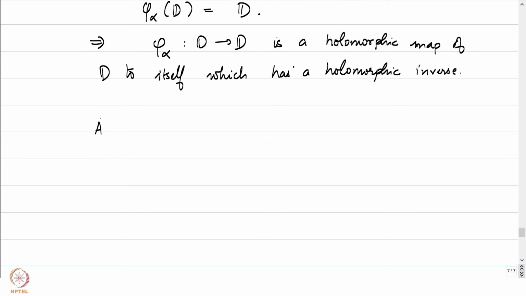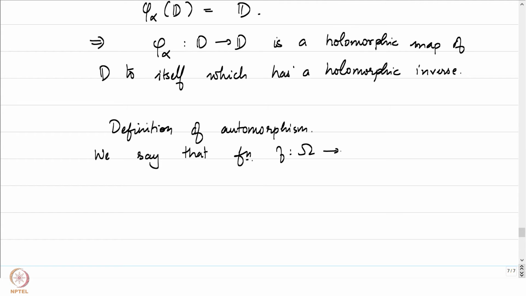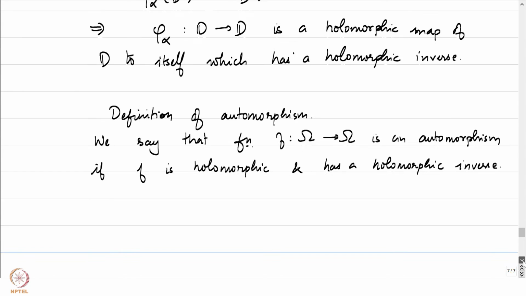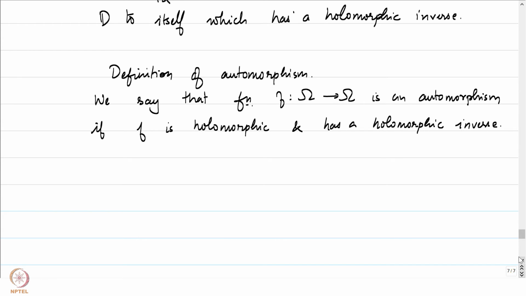So let me just give a definition here. Definition of automorphism. In the context of complex analysis, when we use the word automorphism, we mean the following. We say that a function f from omega to itself is an automorphism if f is holomorphic and has a holomorphic inverse. So in particular, it's going to be bijective as well, and the inverse is also demanded to be a holomorphic function. And if that happens, then our function f is said to be an automorphism or a biholomorphism onto itself.